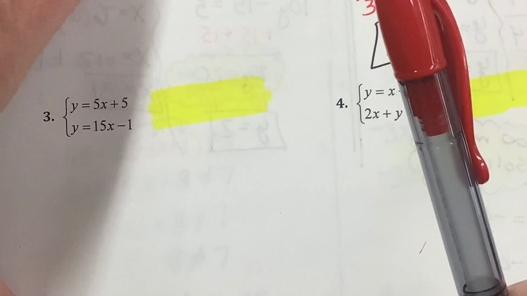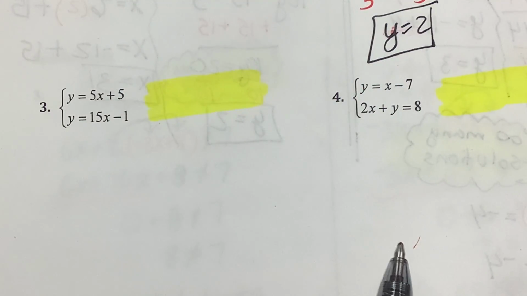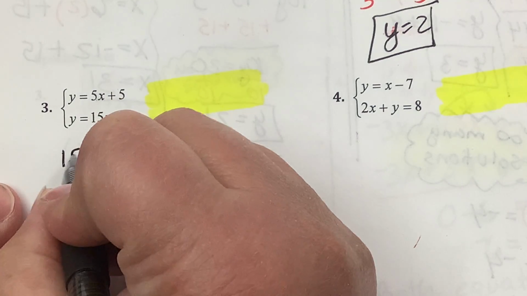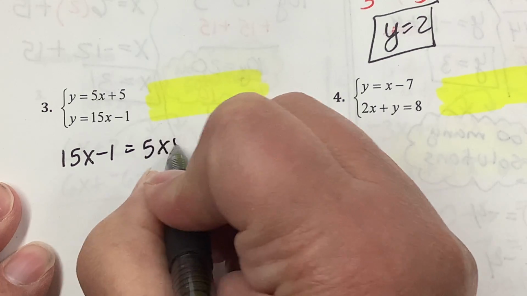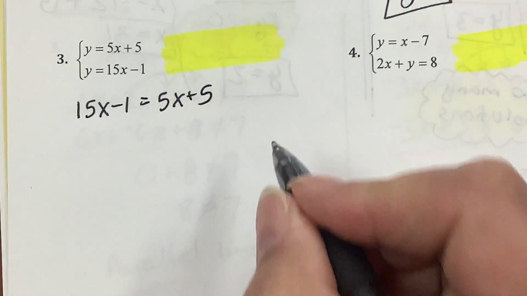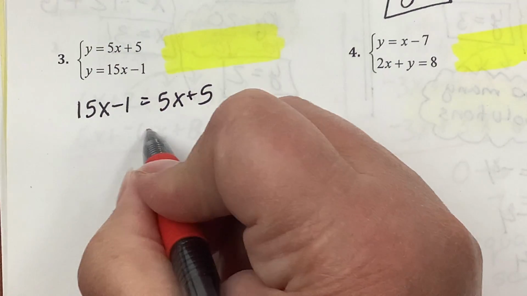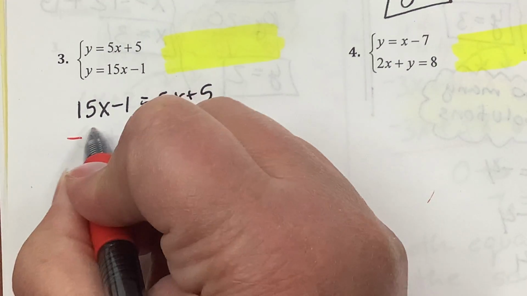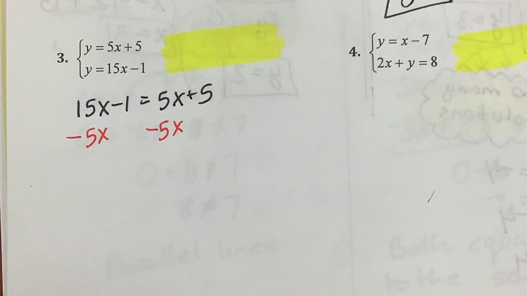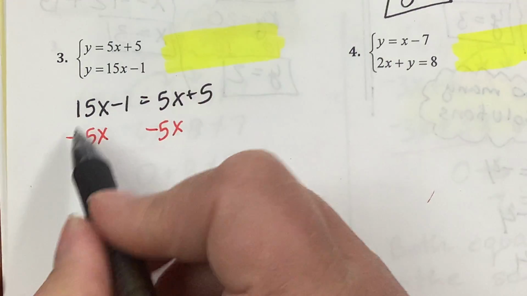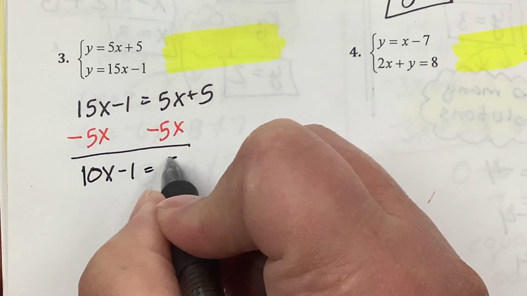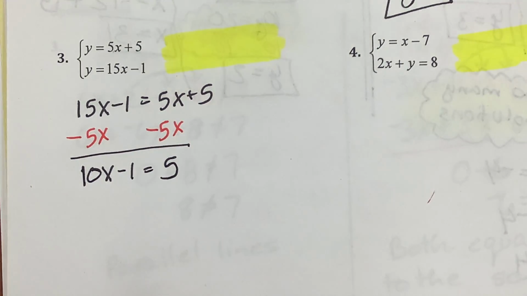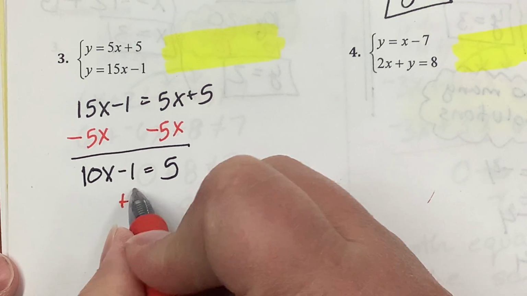All right, let's take a look at the next problem. We're going to set them equal to each other, and 15 is bigger than 5, so 15 on the left. 15x minus 1 equals 5x plus 5. Subtract 5x from both sides, so I'm going to get all the variables on one side, all the numbers on the other side. And 10x minus 1 equals 5. Add 1 to both sides.